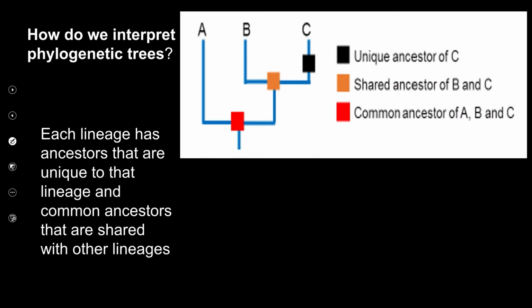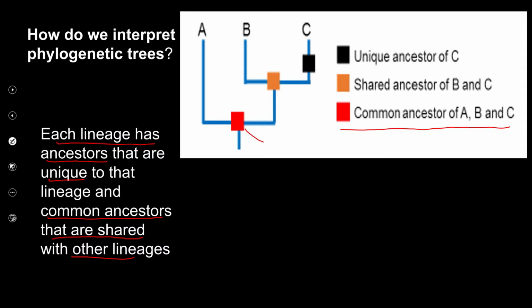All right. Okay, so now each lineage has ancestors. So we already established that some are unique, and then there are common ancestors that are shared with other lineages. So they have some that belong only to them, and some that are shared. If we have a look at the diagram here, this one is the common ancestor of A, B, and C. In other words, this was where the speciation event took place.